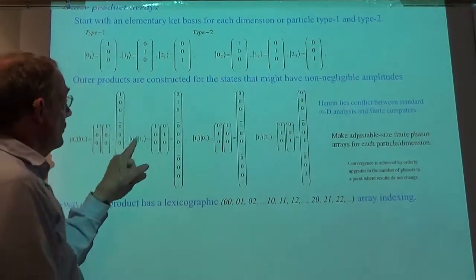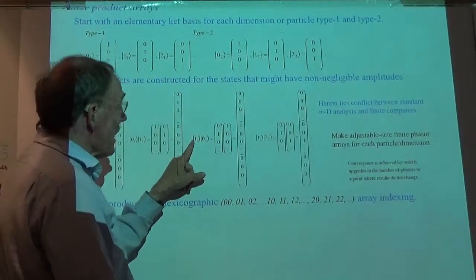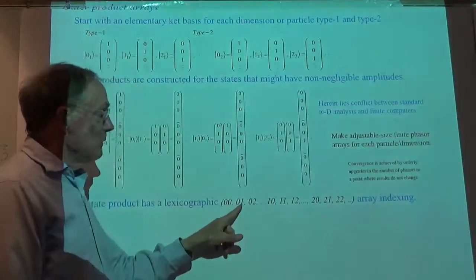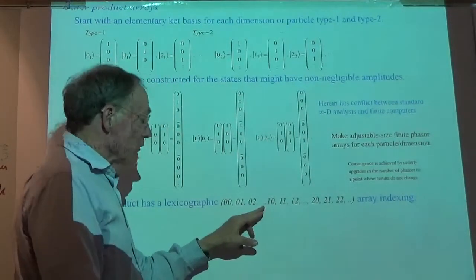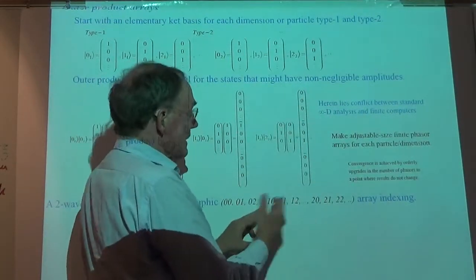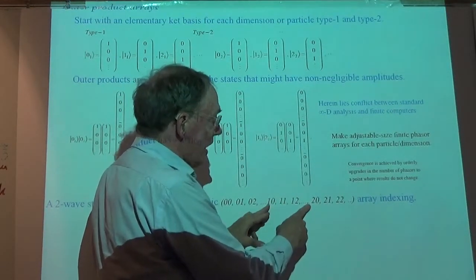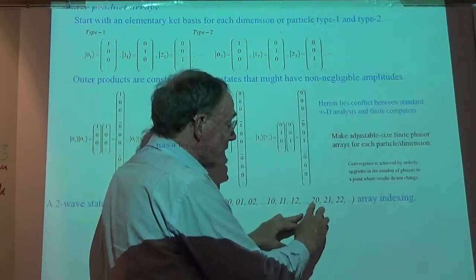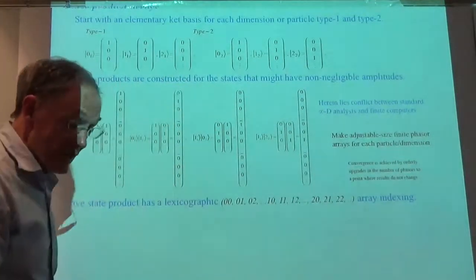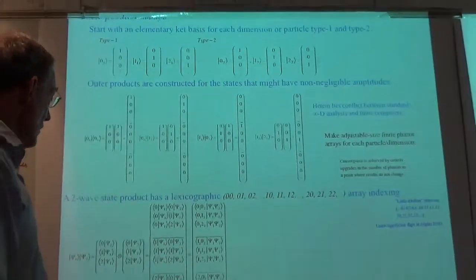So a two-way state product comes out in a lexicographic way. 0, 0, 0, 1, and then dot, dot, dot, dot. 1, 0, 1, 2. Okay? 0, 0, 0, 1, 0, 2. And then I go as far as this thing tells me that I can get away with. I stop, and then I start working on 1, 0, 1, 1, 1, 2. And go as far as I need for that. And then if I have to go to the second level, I go 2, 0, 2, 1, 2, 2. That's the array indexing.